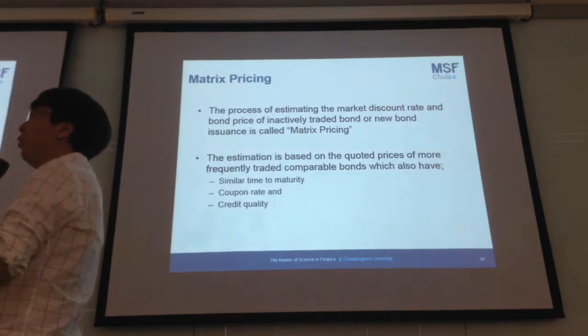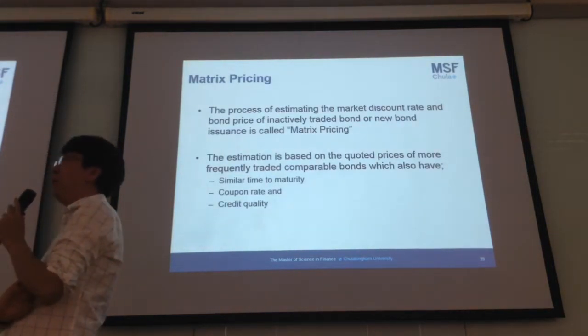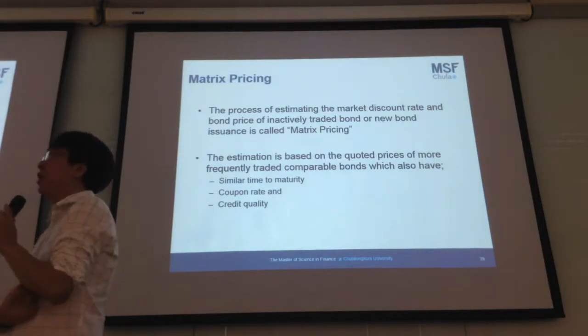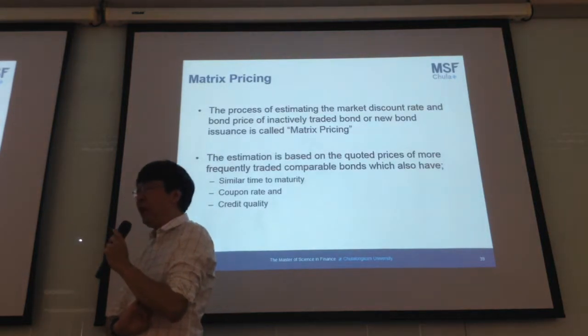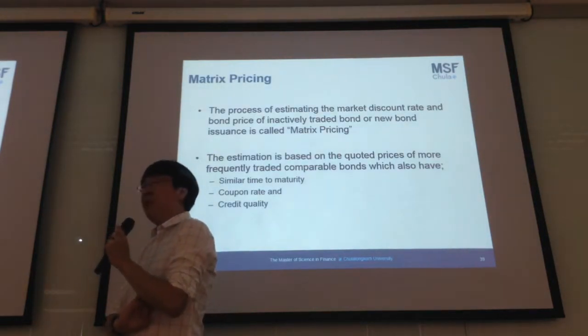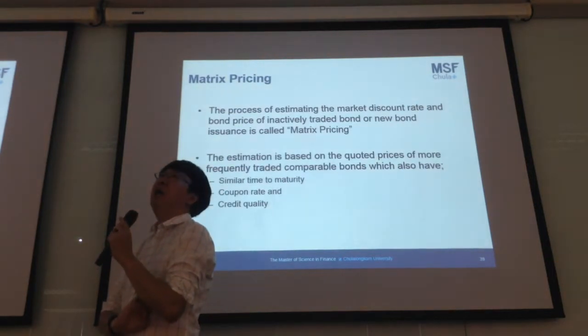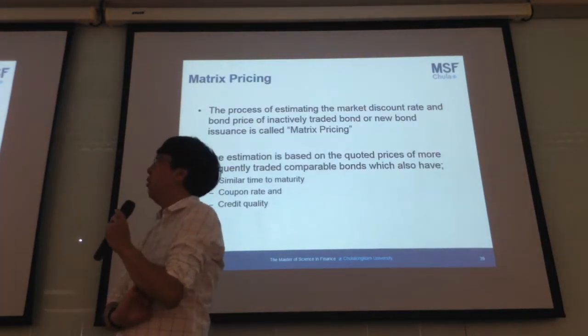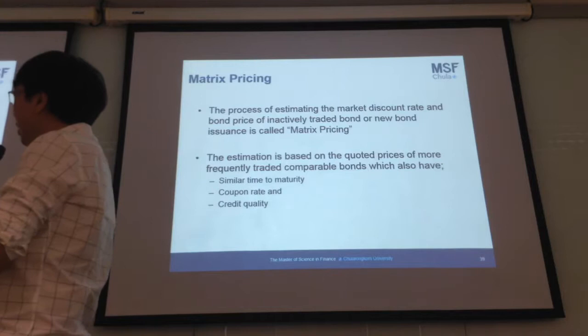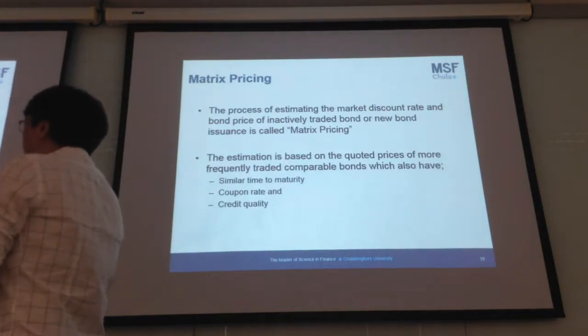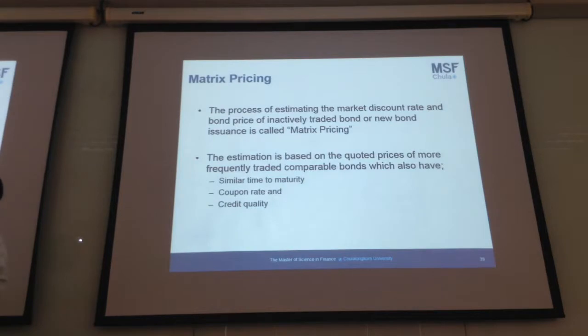In some cases, when you obtain the bond price data from Bloomberg or from Reuters, you must be aware that the bond price you obtain may not be the actual bond price. Sometimes the bond price that you obtain is called matrix bond price. What is the matrix bond price? These bond prices are actually estimated from other bond prices, because some bonds may not trade frequently.